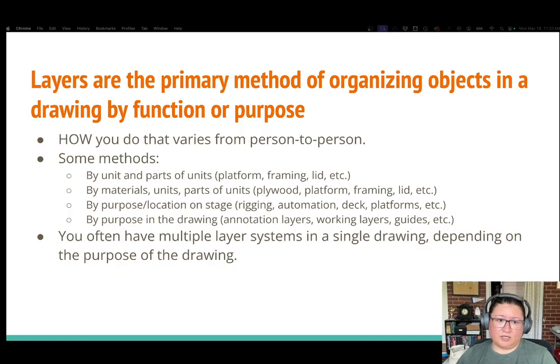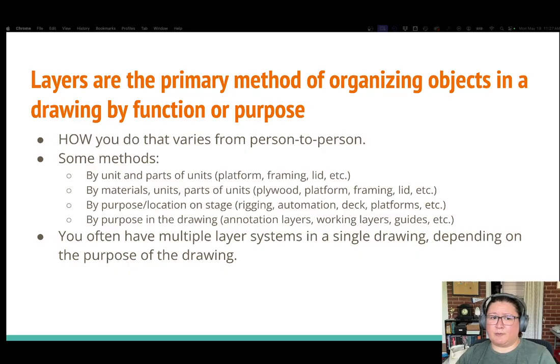You could do by unit and then by parts of a unit. So I might put all of the framing for a platform on a single layer, and then all of the lid for the platform on a different layer. You might also do by materials, then by unit parts, and then by parts of units. So plywood, then platform, then framing, lid, etc. You need some other functionality and tools to be able to do it that way. But that's my personal choice. That's what I usually use: by material, unit, parts, unit, etc.